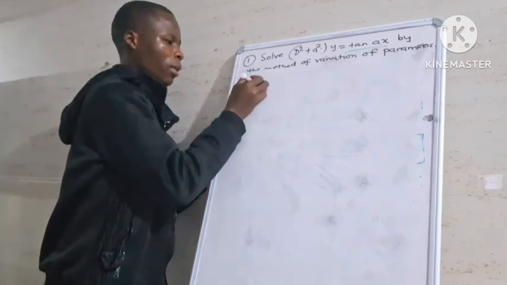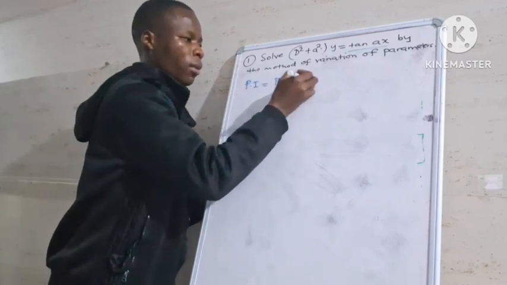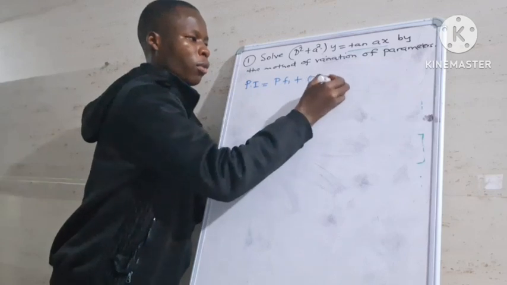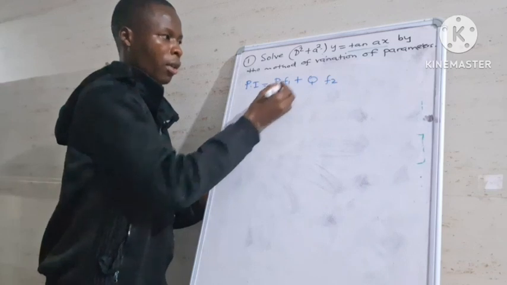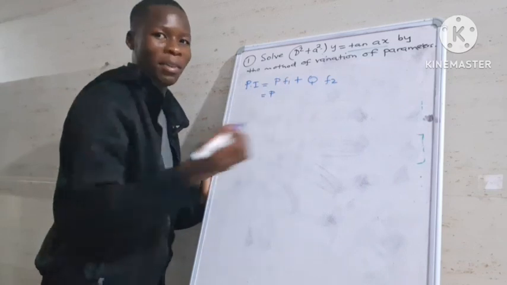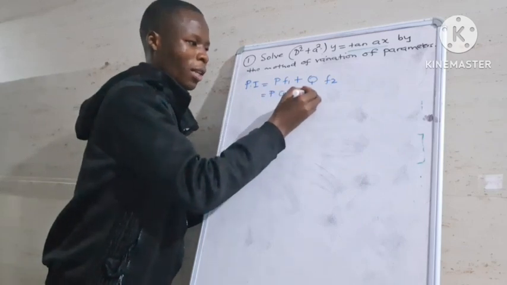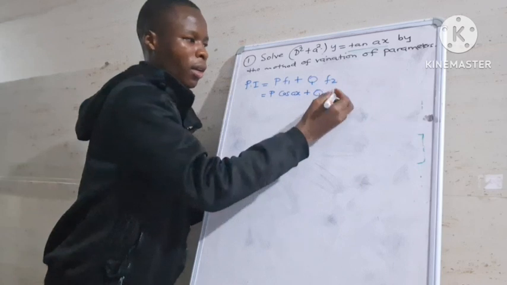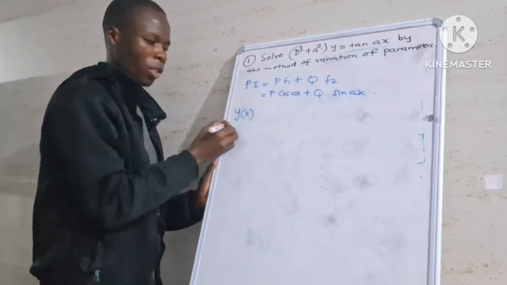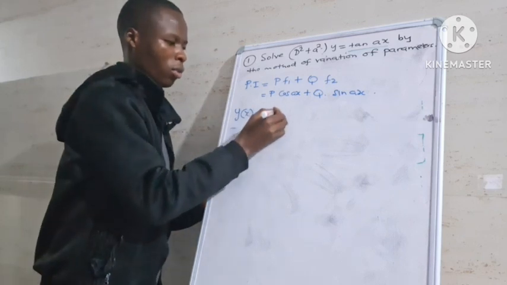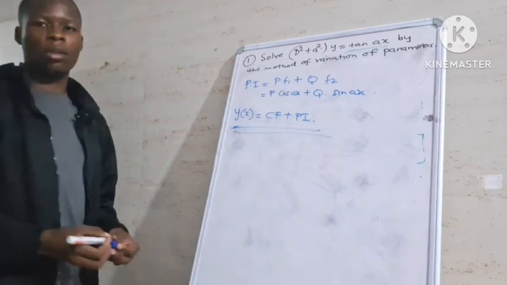The particular integral PI is given by P f1 plus Q f2. You substitute P, and f1 is cos ax, plus Q, and f2 is sin ax. Then you write the solution. The solution is equal to CF plus PI.